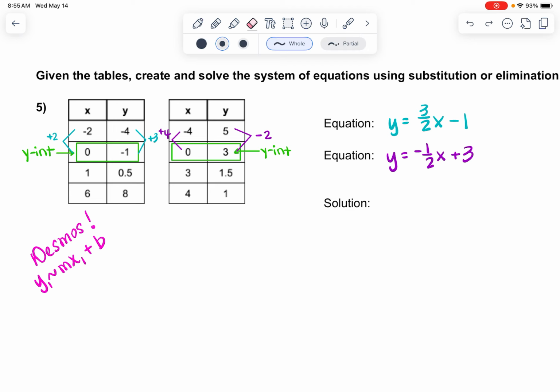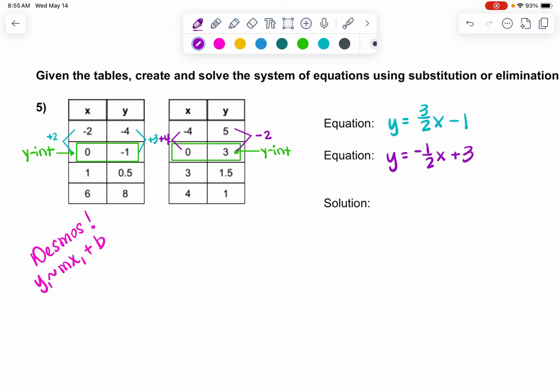Again, if any of that makes you uncomfortable, or if you're not confident in your skills finding slope in a table, then you are more than welcome to put that table into Desmos and run a linear regression. And Desmos will give you those two linear equations.